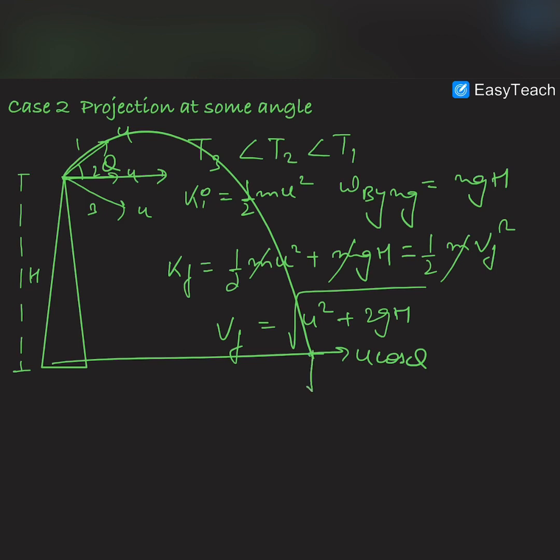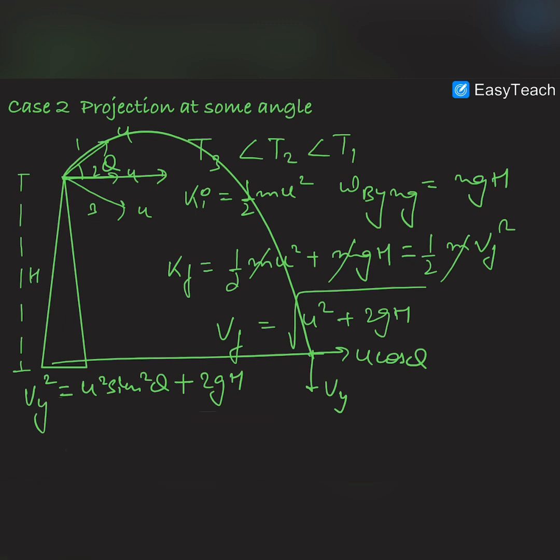And the y component of velocity vy can be calculated by the third equation of motion. Vy square is equal to u square sine square theta, which is the initial velocity in the y direction, minus, in fact plus, because displacement h is also measured in the downward direction and g is also acting in the downward direction, so plus 2gh. So vy square is this one.